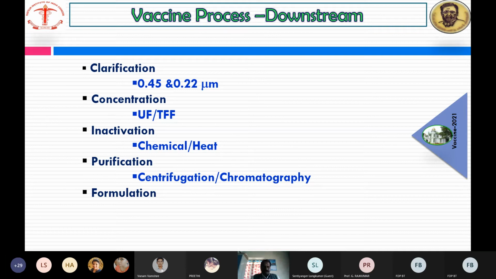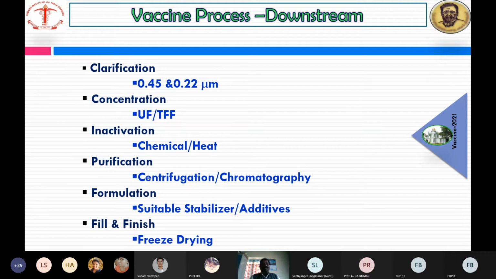And I already told, so human albumin, maltose or any kind of surfactant, stabilizer, preservative, cryoprotectant. These kinds of things I'm going to add at a suitable, appropriate level, intended by the regulator. Then formulation with the suitable stabilizer and additives. Then I'm going to fill and finish. Finally going for freeze drying. So these are the different processes involved in vaccine production.